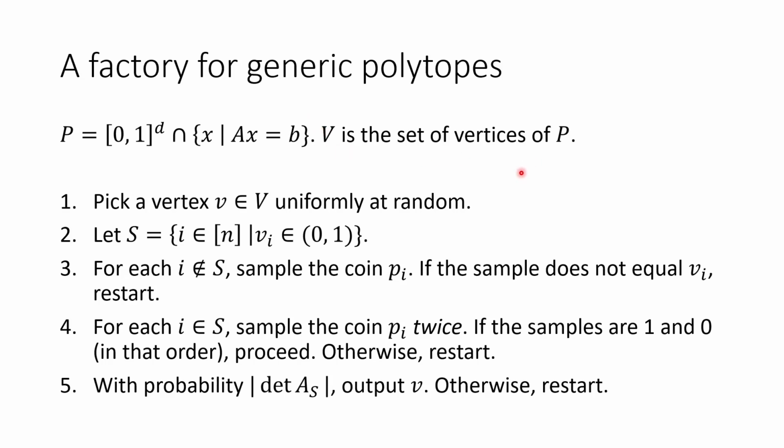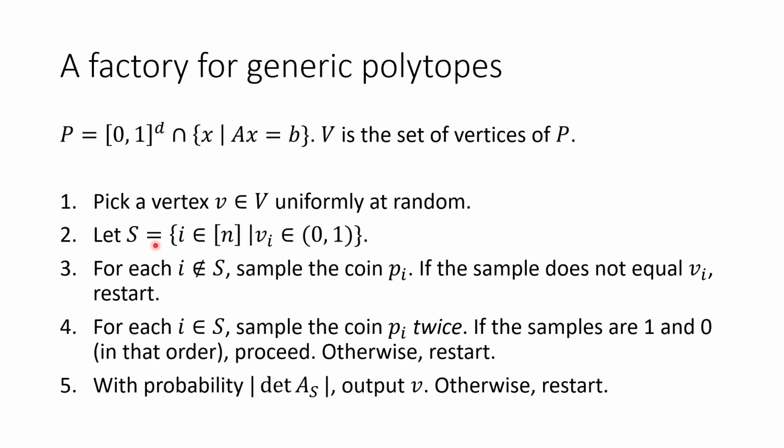So the factory will work as follows. First, we'll pick some vertex v from V uniformly at random. Then we'll let S be the set of coordinates of v which lie between 0 and 1. Because it's a generic polytope, we know that S has size exactly k, if A is a k by d matrix. Now, for each i that's not in S, so these are the 0, 1 coordinates of v, we will sample the coin p sub i. If the sample does not equal v sub i, we'll restart, we'll go back to step 1.